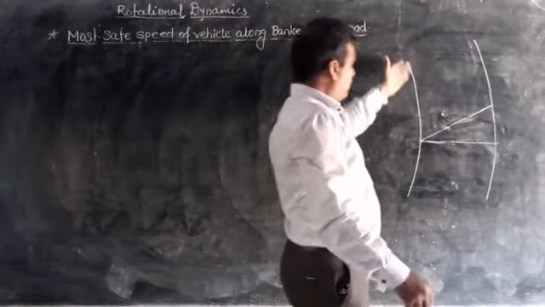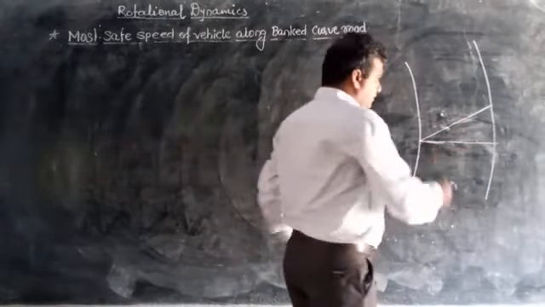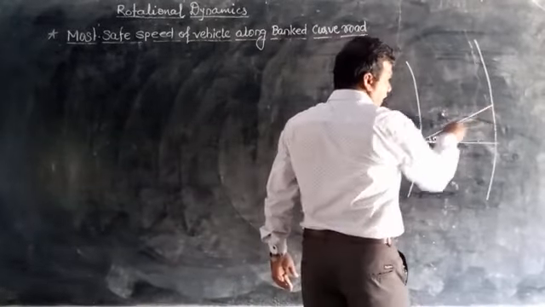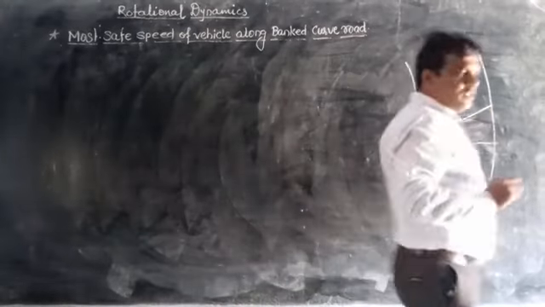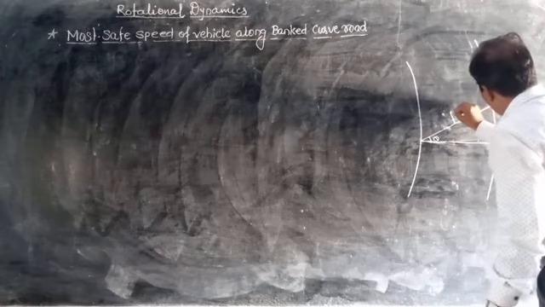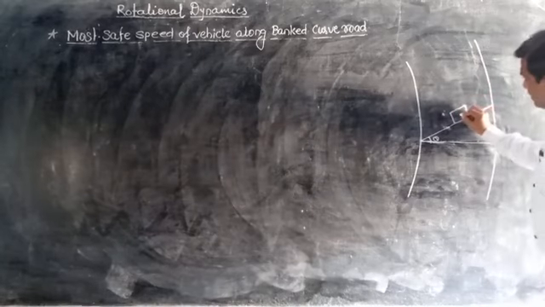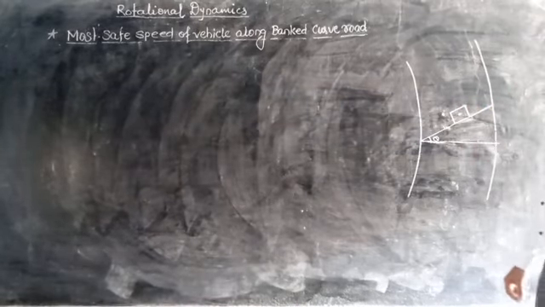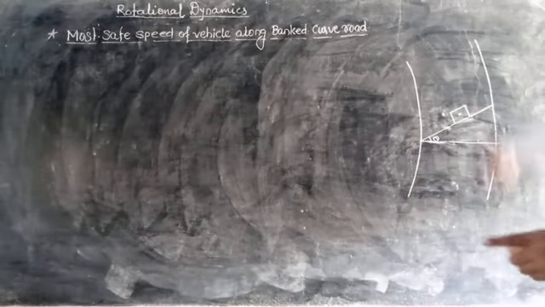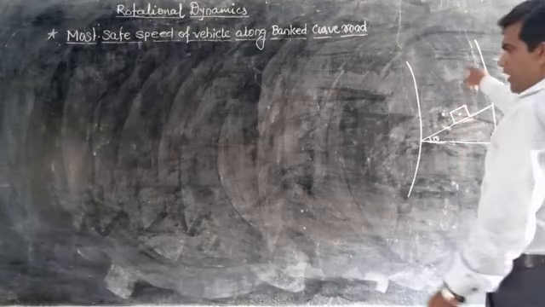So consider a bank curve road. This is bank curve road. This is horizontal surface. This is angle of banking theta. This is actual road surface. And suppose a vehicle is moving along this bank curve road. Suppose this is vehicle. This is the center of gravity of vehicle. Let m be the mass of vehicle, r be the radius of this bank curve road, v be the velocity of vehicle which is moving along this bank curve road.